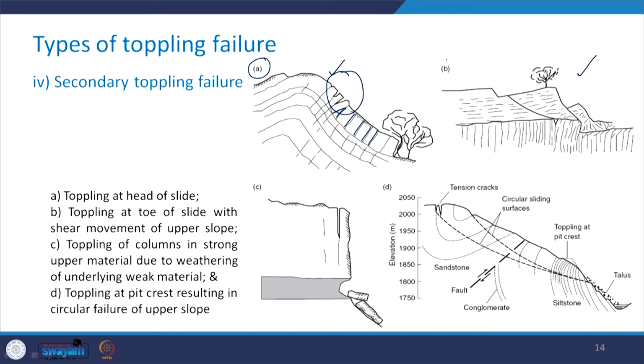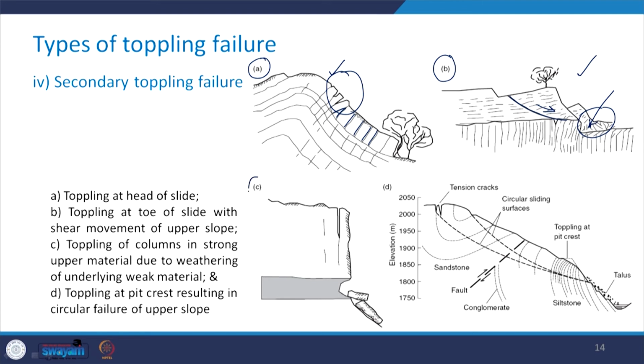Then here, which is part B, there is the toppling near the toe of slide with the shear movement of the upper slope. You can see here that in this portion there is going to be the toppling, along with the shear movement of this upper slope. You can see there is a surface which has been shown here. So, the shear movement is going to take place and also there is going to be the toppling here near the toe of the slope or the slide.